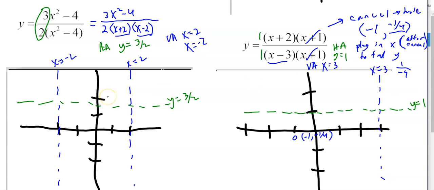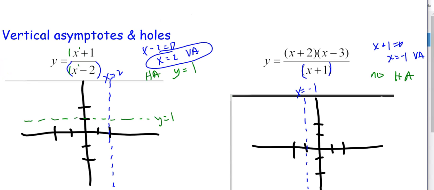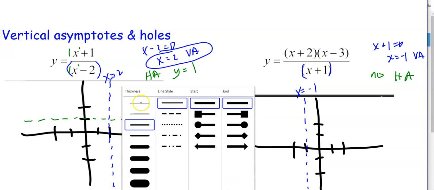Okay, the next step, after finding the vertical asymptotes, the holes, and the horizontal asymptotes, is to find the intercepts. Again, to find the y-intercept, plug in x equals 0. To find the x-intercept, plug in y equals 0. So we're going to plug in those values and see what we get here.